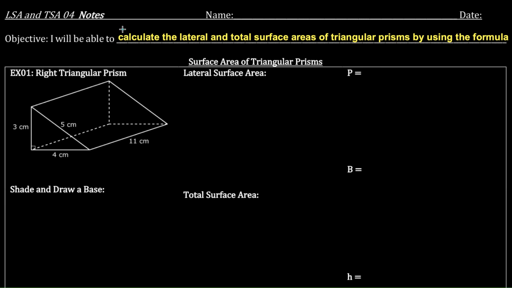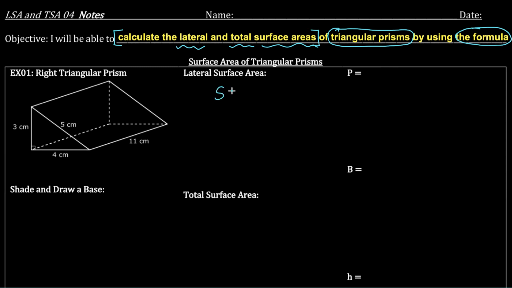Alright, so in this lesson we are going to calculate the lateral and total surface areas of triangular prisms. And this time we're going to use the formula. So we have a right triangular prism. That's our right angle. Here's our prism. So let's go ahead and write our formulas first.